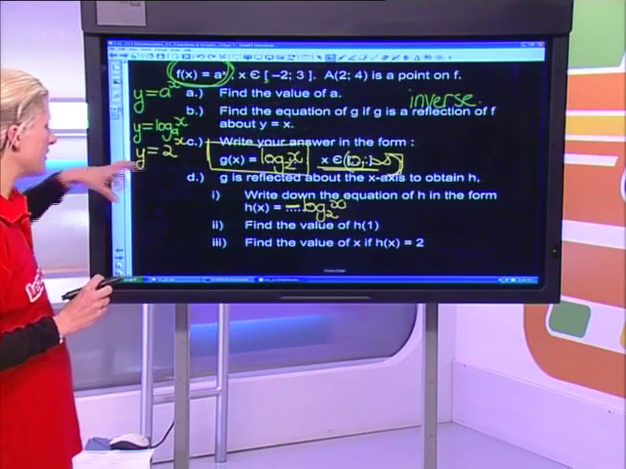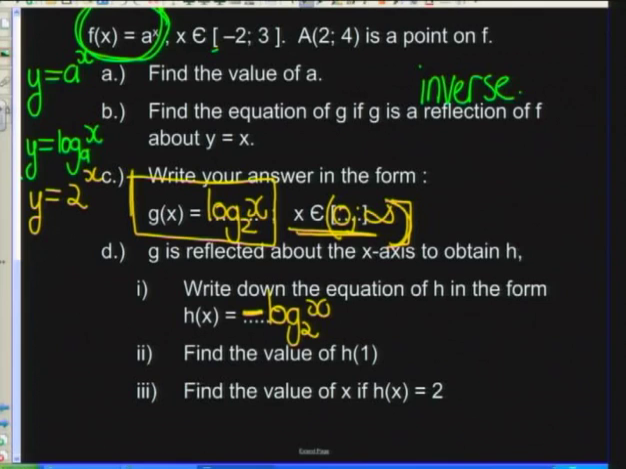Now, next question asks me, find the value of h of 1. Okay, now what that means is in the place of x, I need to replace the x with a 1. So I need to find the value of log to the base 2 of 1. Now I know what the answer is, but particularly because we haven't sketched the graphs, this is where our calculator comes in really handy.